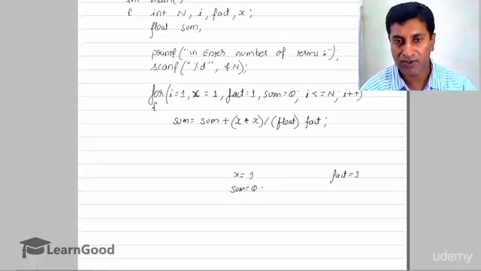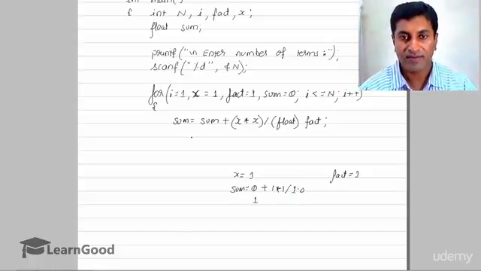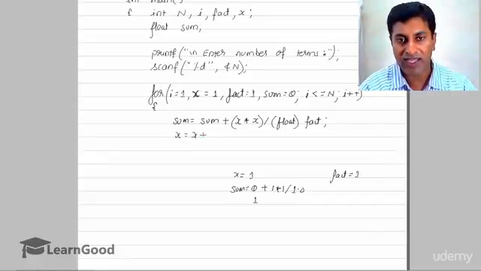So sum equals sum plus, that is 0 plus 1 square. 1 into 1 is 1 square, divided by factorial, which is also 1.0, converted to a float. The sum is going to be 1. Okay. And then after that, the x value should get incremented by 2, so by giving x equals x plus 2, x will now become 3.